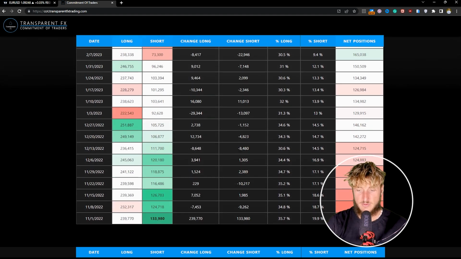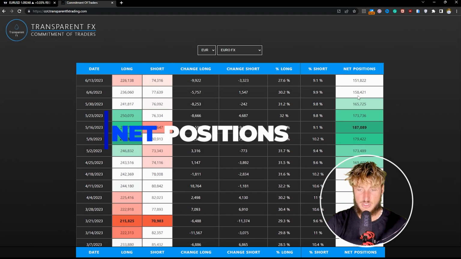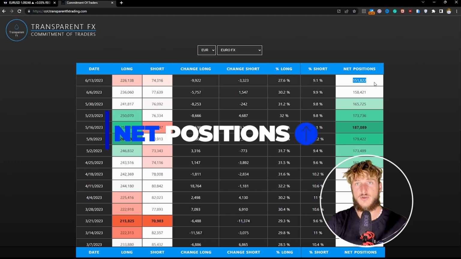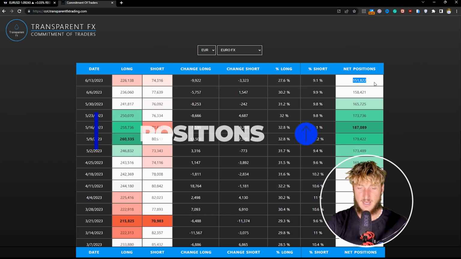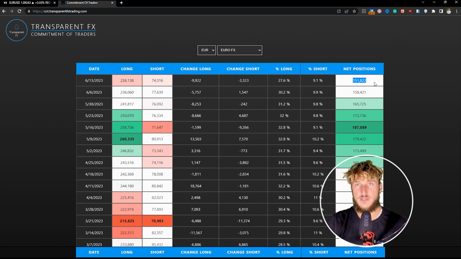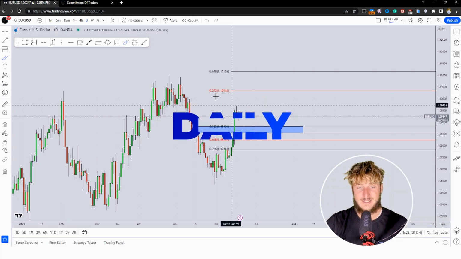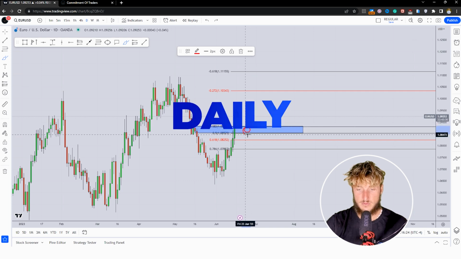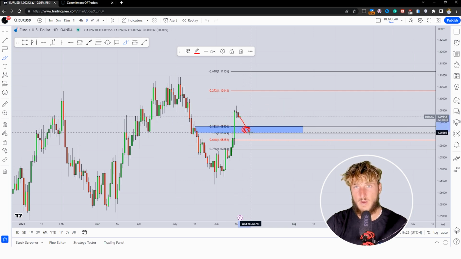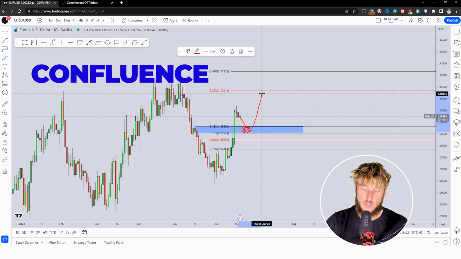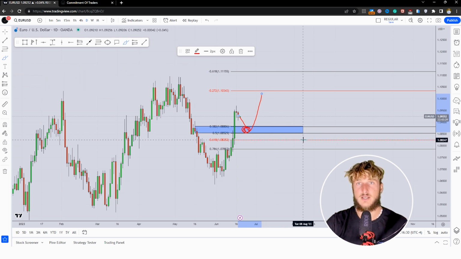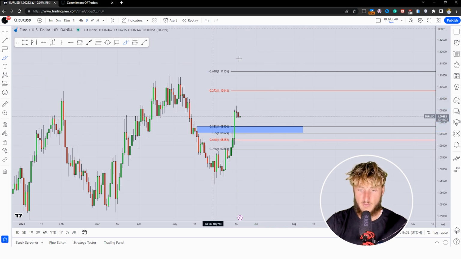And what we can see here is that if we look at the net positions, we went from having 105.7k net positions all the way up to 151.8k net positions, showing how institutions have been moving to the bullish side of the euro, so to the bullish side of Euro USD in the long term. This means that since this area is a quite strong confluence of support, if we will have a correction to this confluence of support, there is a possibility to see bullish price action away from this area.